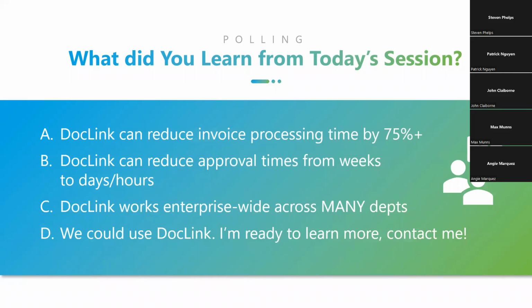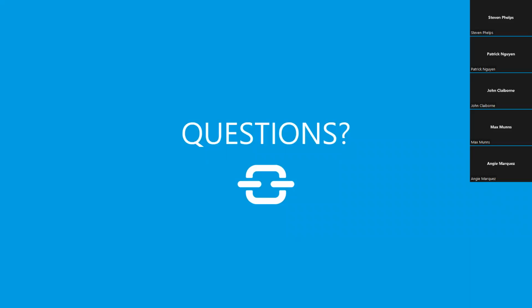So results, what did you learn? It looks like 40% selected A, DocLink can reduce invoice processing time by 75% or more. Good, glad we were able to show you folks that. 20% selected DocLink can reduce approval times. 30% selected DocLink works enterprise-wide across many departments. That's good. About 10% of you folks said you could use DocLink today. So certainly, reach out to us. Reach out to the Acumen team, your customer account manager there at the Acumen team.